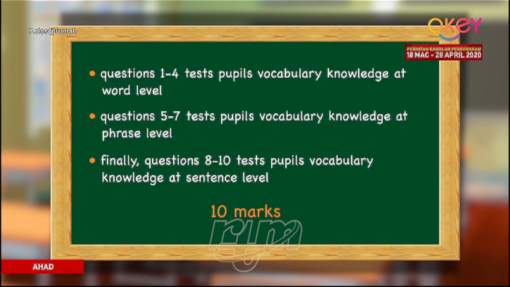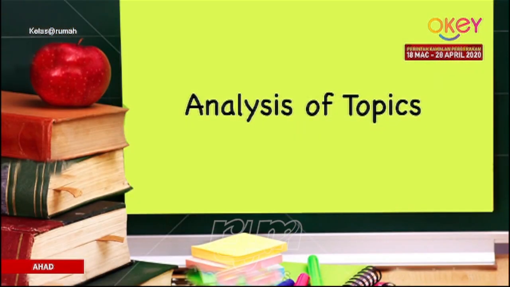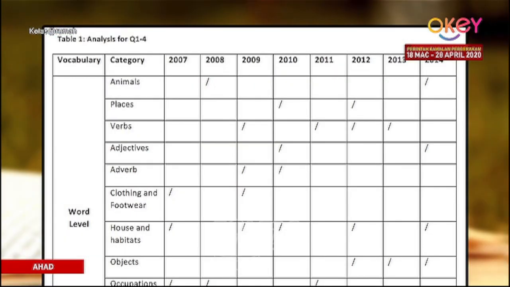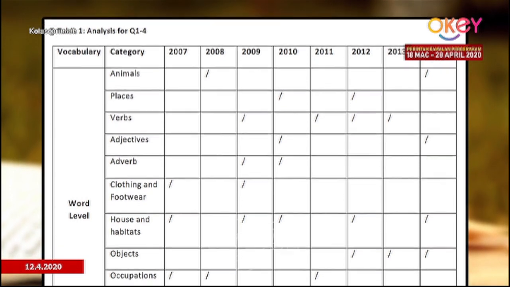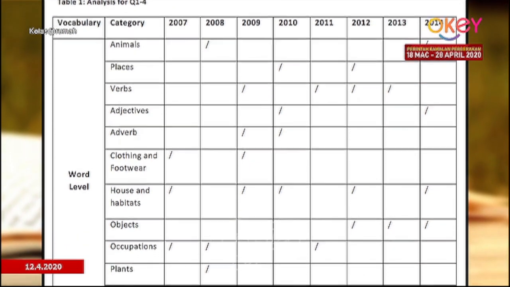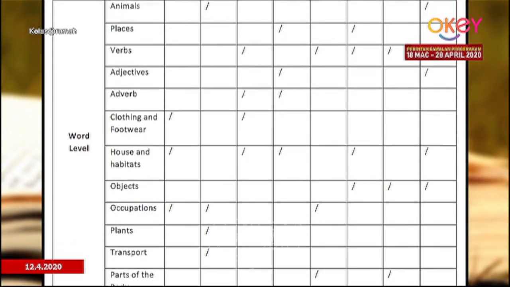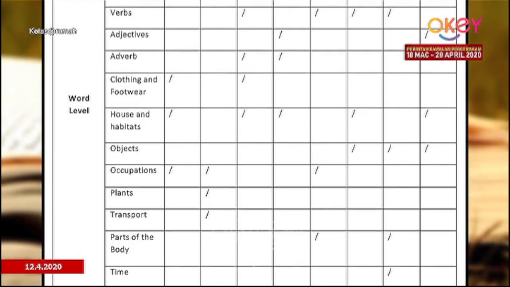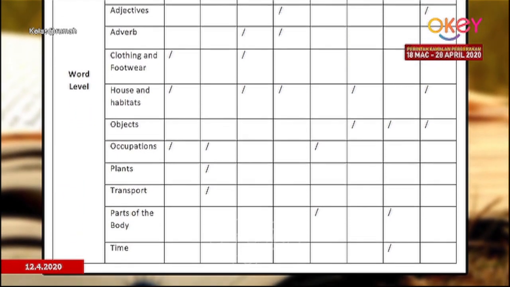So, let's analyze the topics which appeared in past UPSR papers. Analysis of topics. Let's analyze the topics for questions 1 to 4 first. From the table, you can see that many topics were asked ranging from animals to time. Every year, about 3 to 4 topics will be tested.